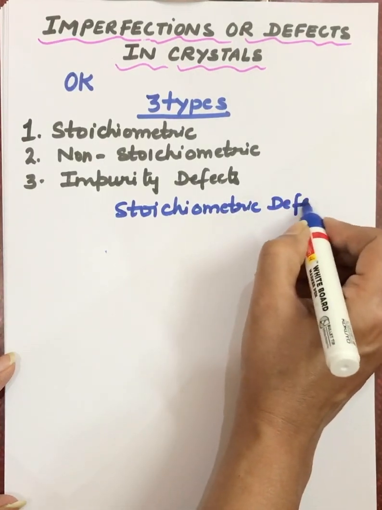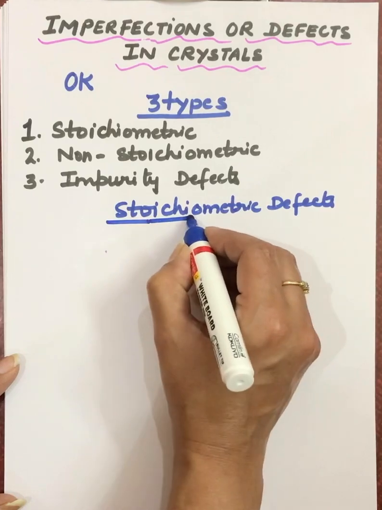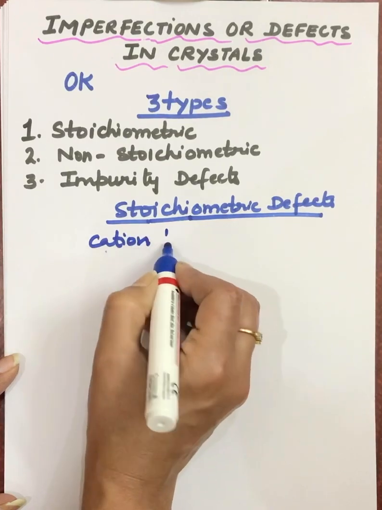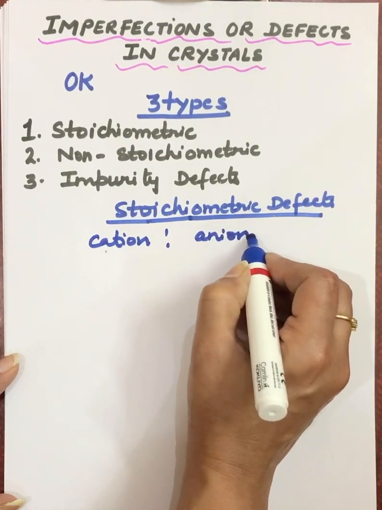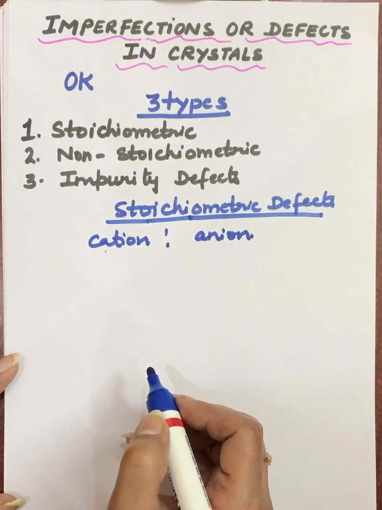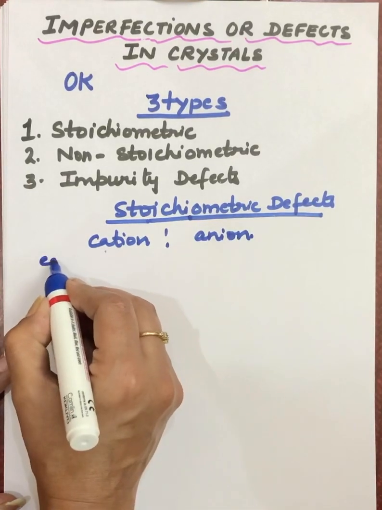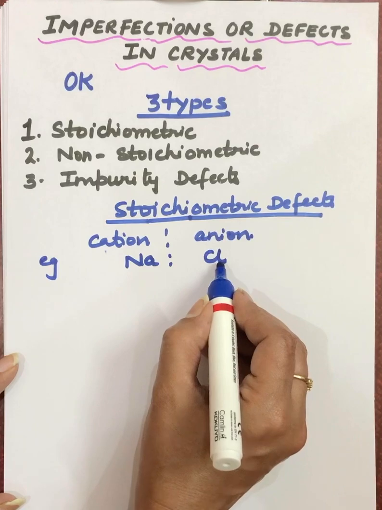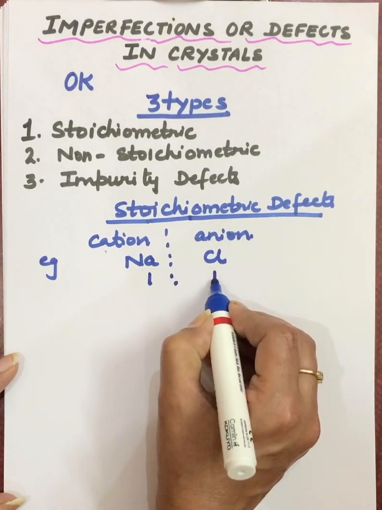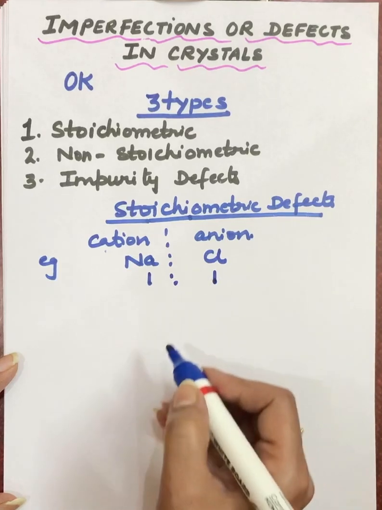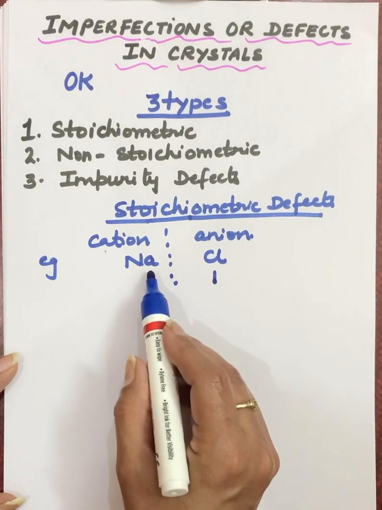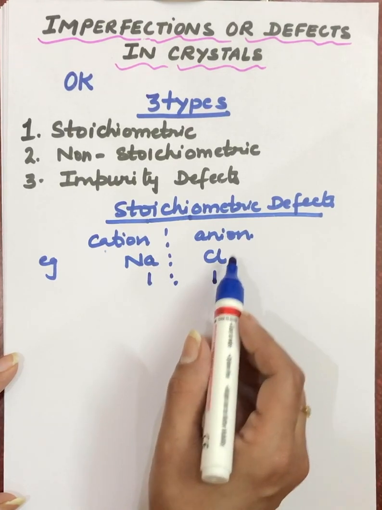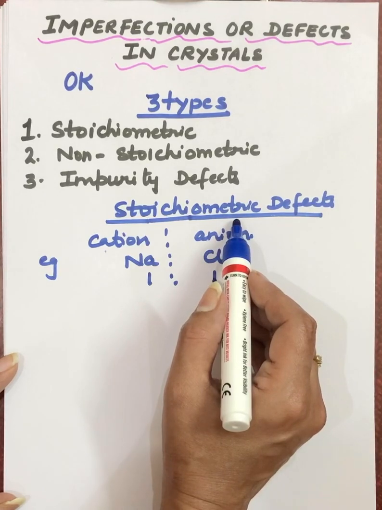What are stoichiometric defects? If a defect in the solids is such that the ratio of cation and anion remains the same as represented by the molecular formula. For example, if we take NaCl, the ratio of cation and anion in this formula of NaCl is 1:1. So even if a defect is there in that crystal, the ratio of cation and anion will remain the same as it is in this molecular formula. So we say the stoichiometry of the compound will remain the same.